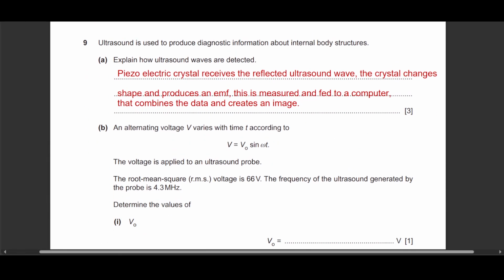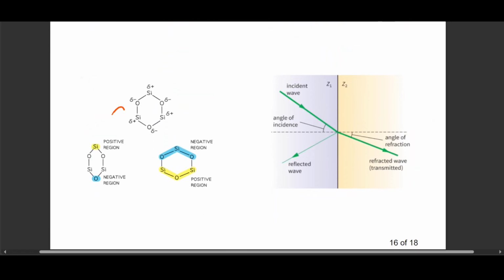The next question is about explaining how ultrasounds are detected. So it's done by piezoelectric crystals. They get information from the reflected boundary, change their shape, and produce an induced EMF. You see, piezoelectric crystals, if you change their shape or you apply a very large amount of force, due to the change in shape, they experience an EMF.